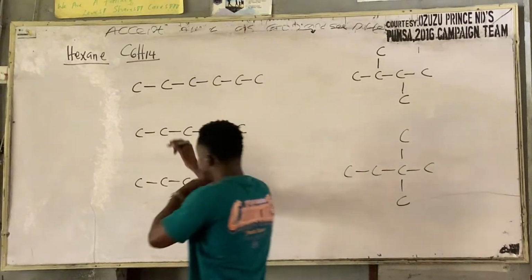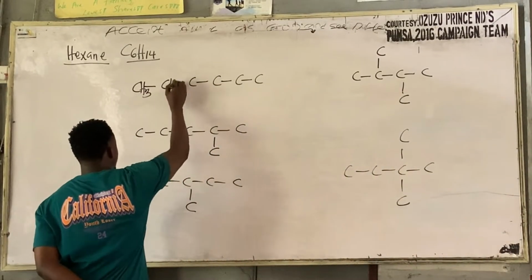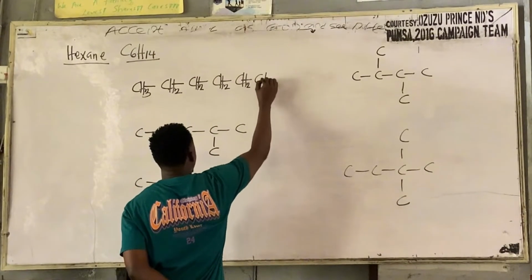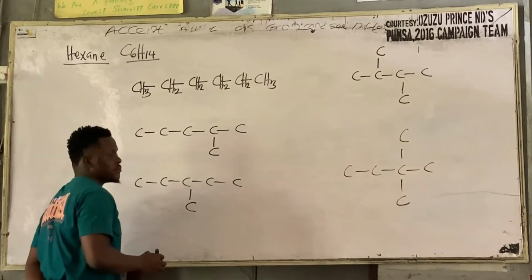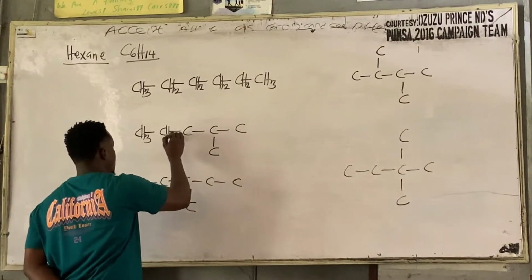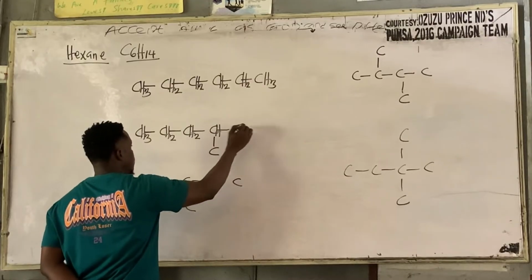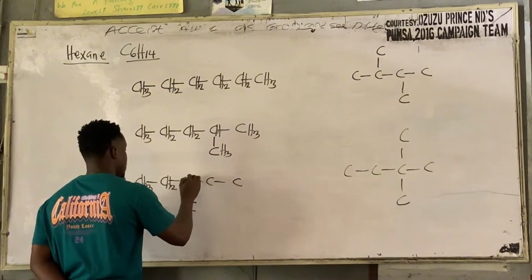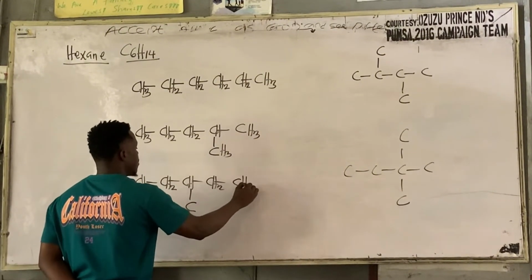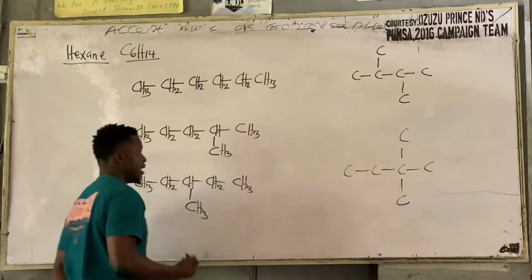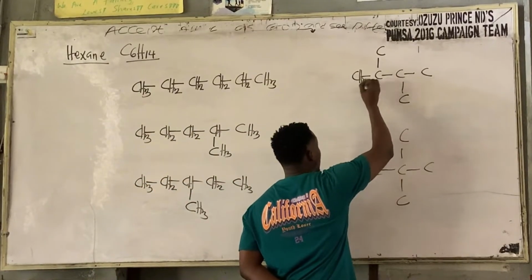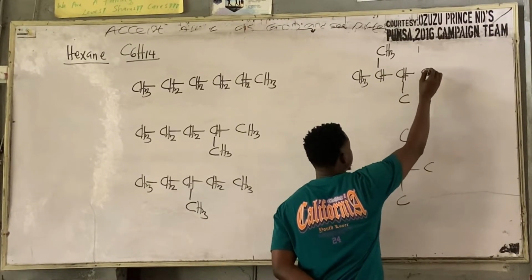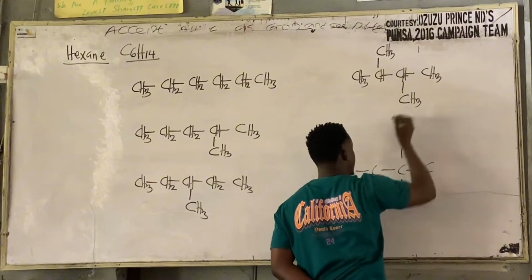So you come here, you put CH3. So you don't have to ground it, just check it out. You are just explaining how isomerism looks like.